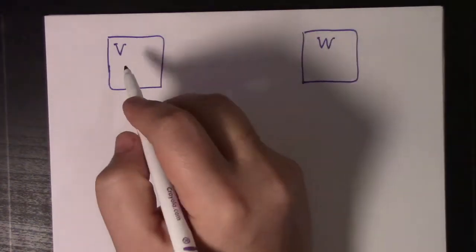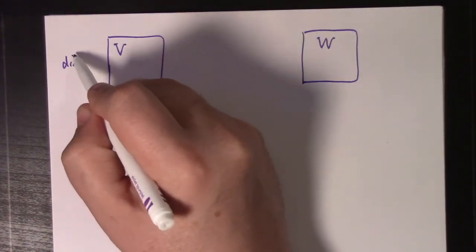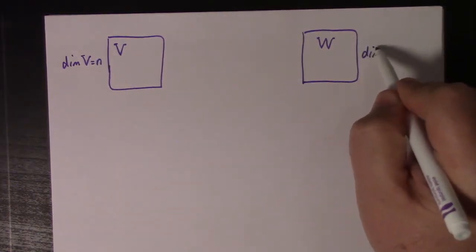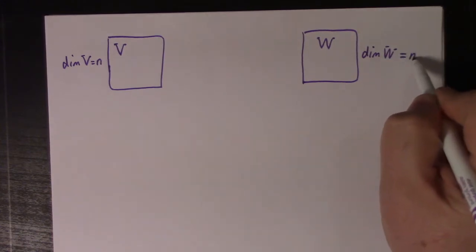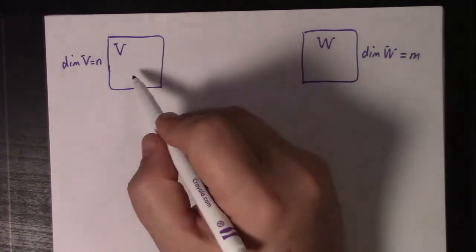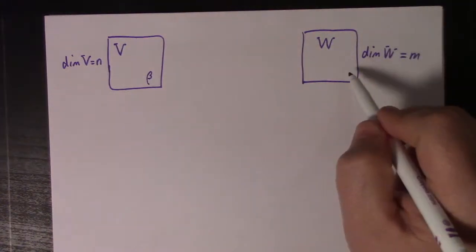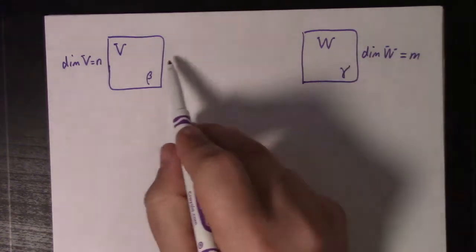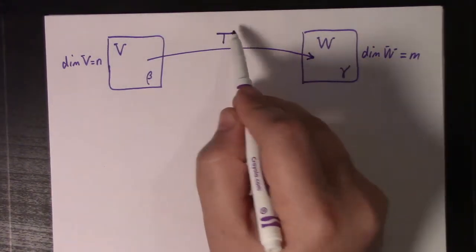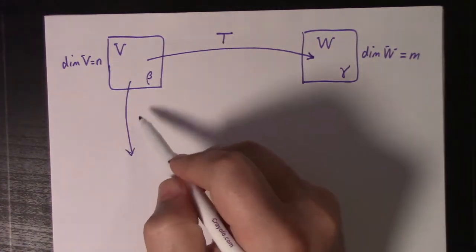And I usually think about the dimension of V being n. I, by default, tend to think about the dimension of W being m, just following our other things we've done so far. And I think about this one having basis beta. I think about this one having basis gamma. I think about being given a linear transformation T from V to W. All right.